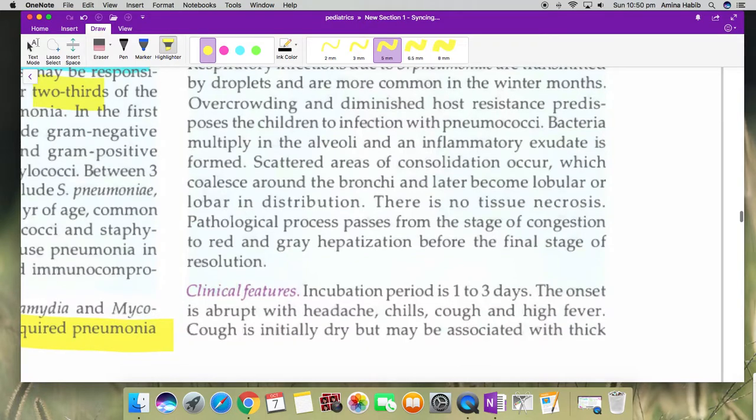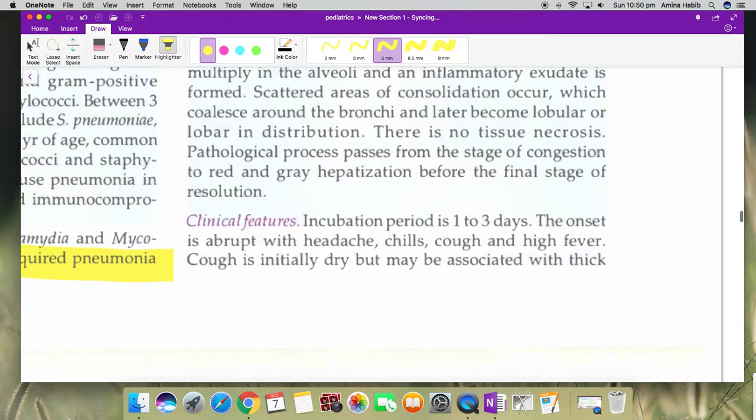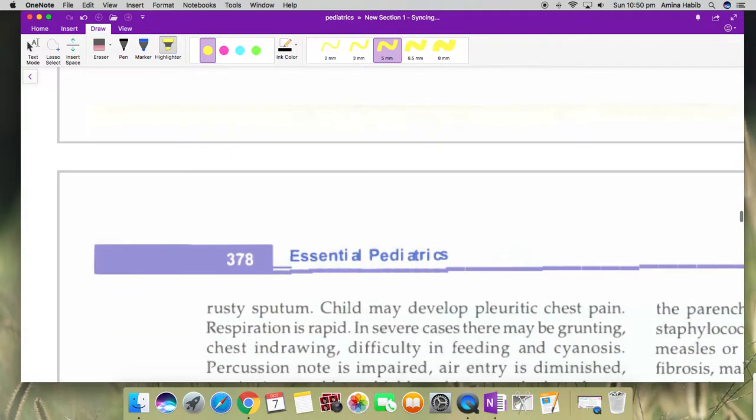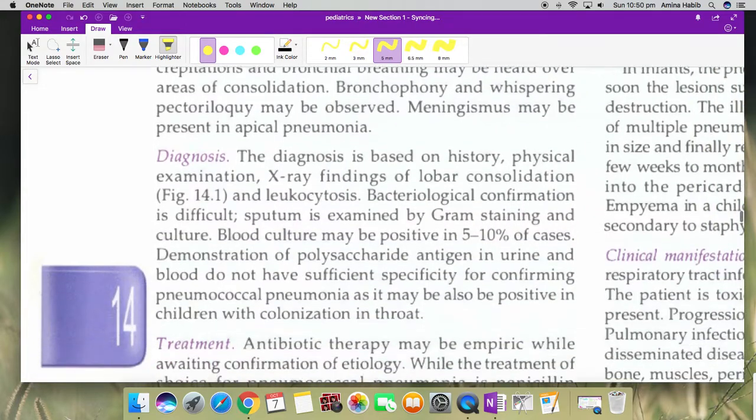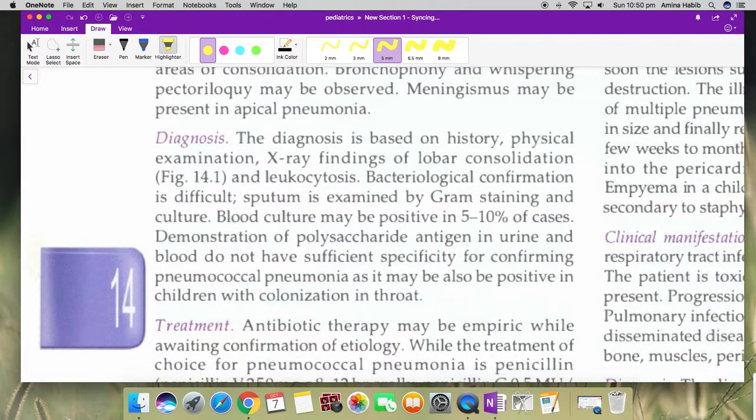The diagnosis is made on the basis of history, examination, and then we can go for X-ray findings. Leukocytosis is seen. The sputum is examined for gram staining and culture. Sometimes blood culture is done. The demonstration of polysaccharide antigen in the urine and blood is not specific for pneumonia.